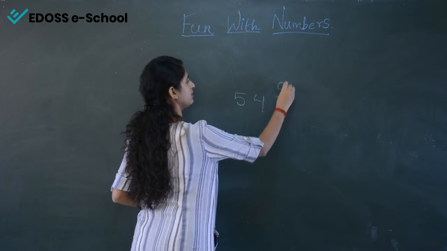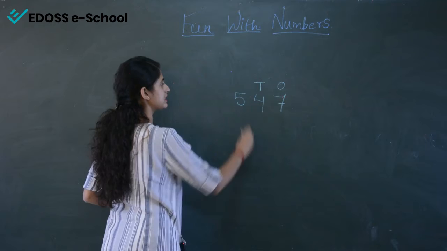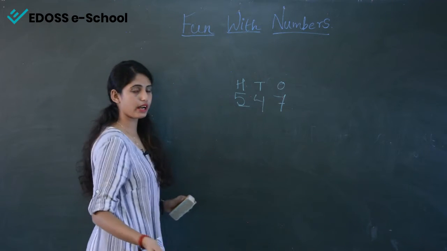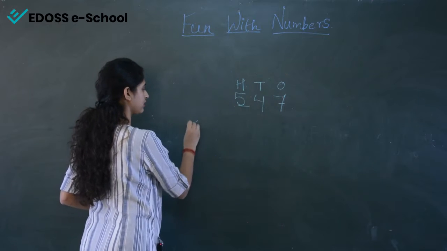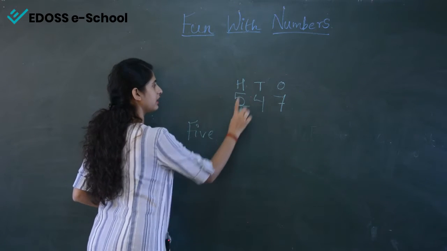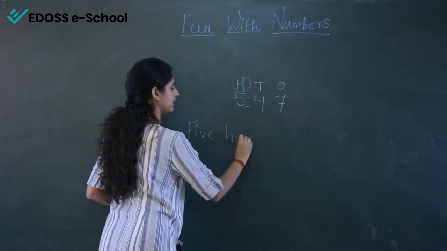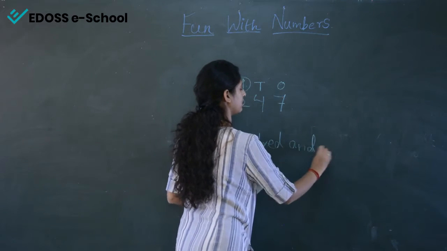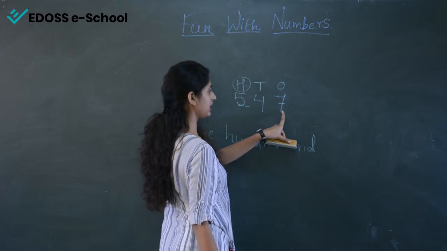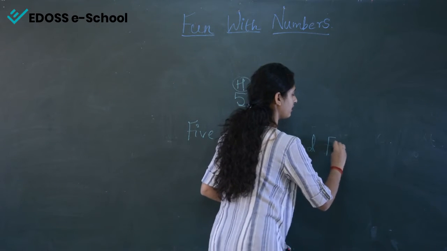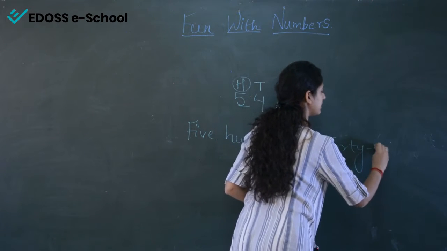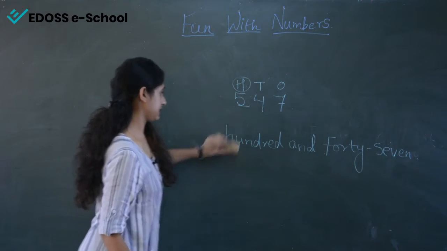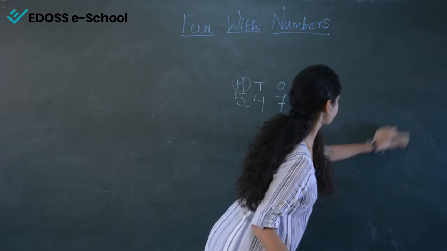Let's take another example. Place value of 7: 1's, 10's and 100's. So 5, how will we write it? 500. And how do we read this? 47. So write 47.